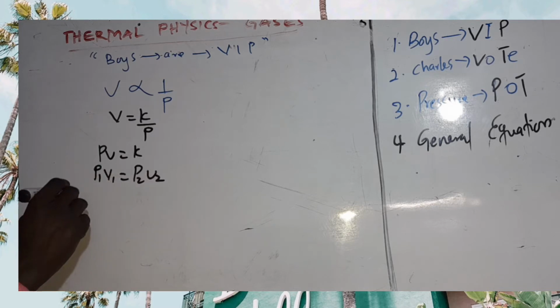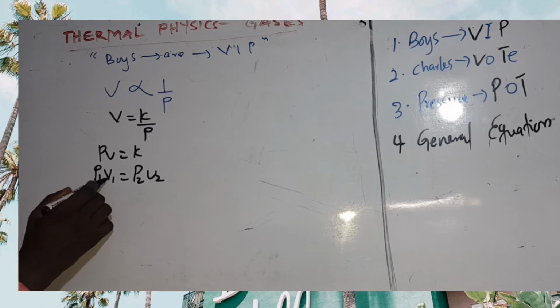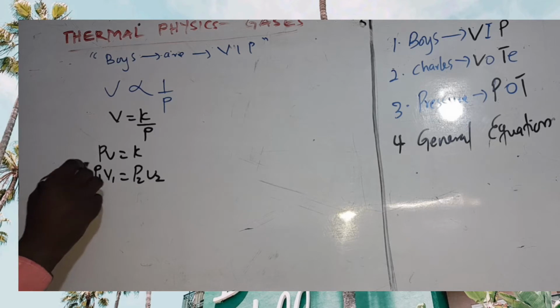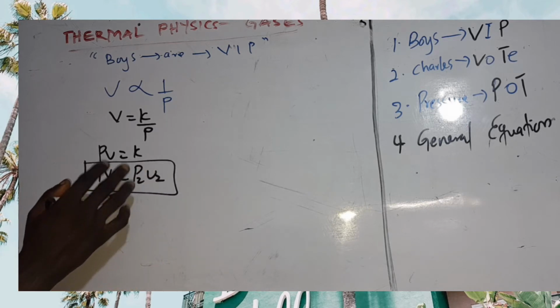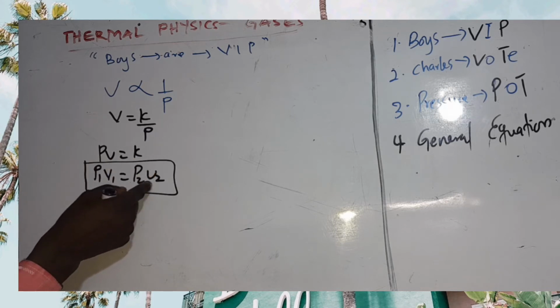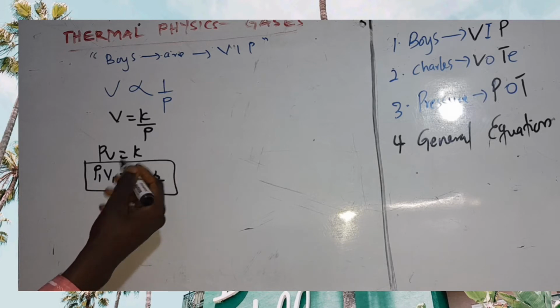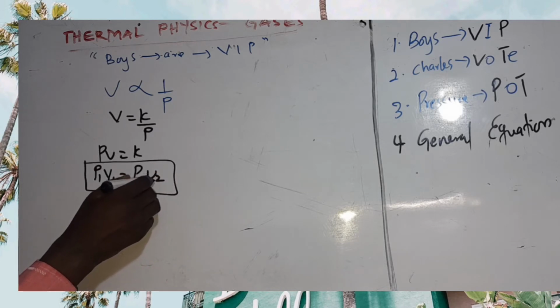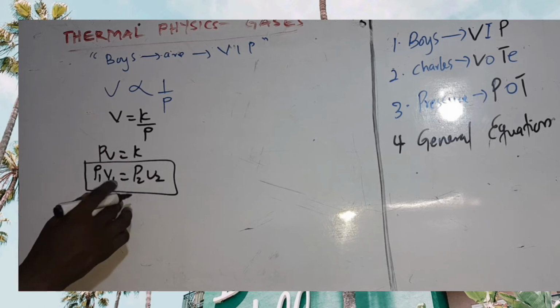So it means that the P1 here will be the initial pressure, the initial volume, and this is going to be the final pressure and the final volume. So don't forget this one. Anytime you are given two gases, maybe the initial and the final, this is how you relate the two of them. P1 V1 is equal to P2 V2, where P1 is your initial pressure and V1 is your initial volume, whilst P2 is your final pressure, and then V2 here is going to be your final volume. So this is how you're going to relate it.